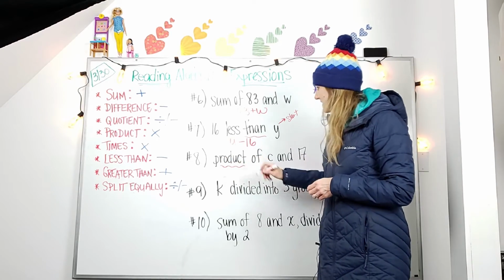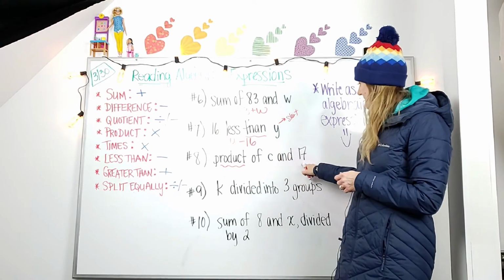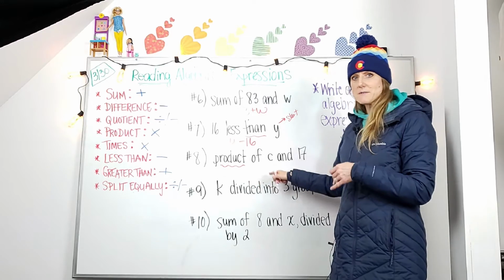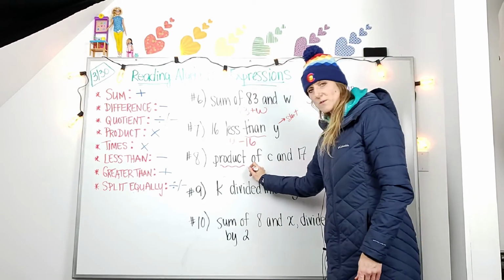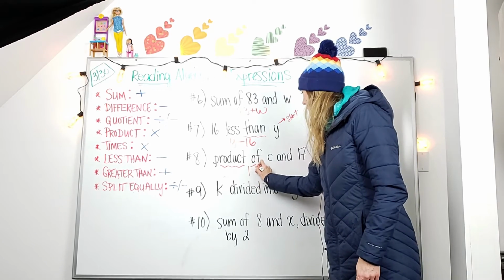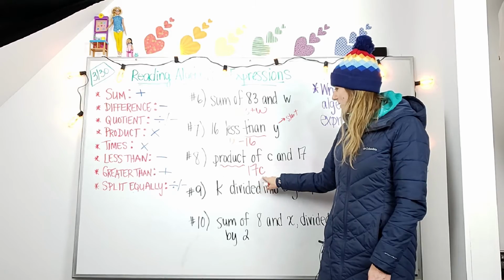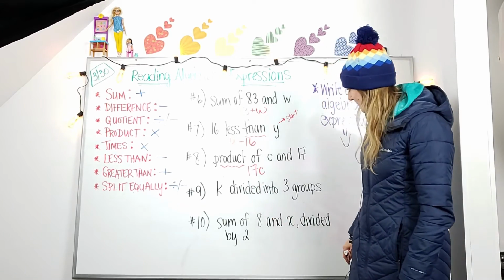Product. Product is multiplication, and we've got a c and a 17. Now, I know the inclination, again, is to write 17 times c with the x, but we want to get that x out of there with algebra so you're not confused. So you're going to bump those side by side. 17c, it means whatever c equals, I would multiply that by 17.